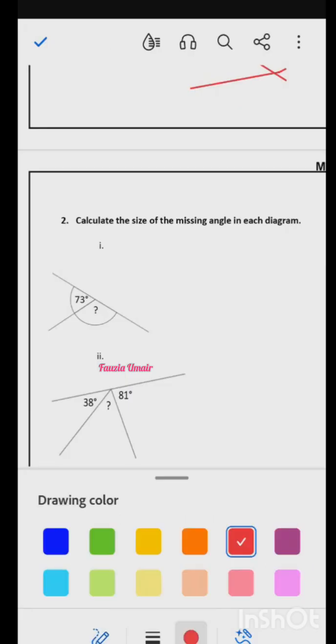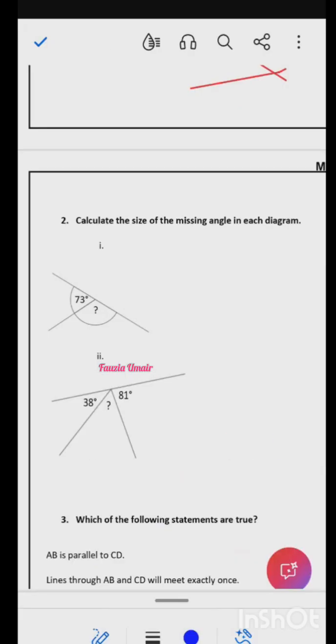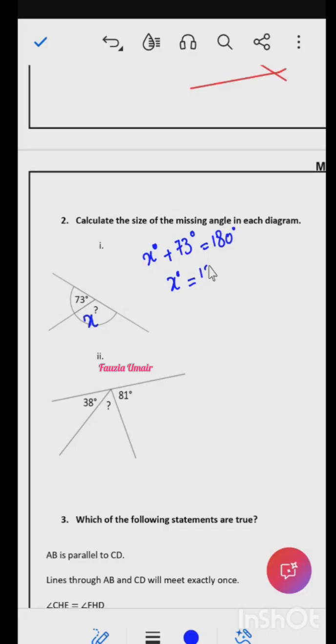Can you tell me in the first one, how can I calculate this angle? Which property can I use? Ma'am, you can use angle on a straight line. Excellent. So let's call this x. What would x plus 73 be? 180. Very good. Then we write x equals 180 minus 73.